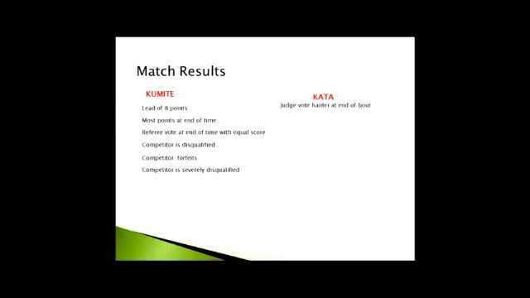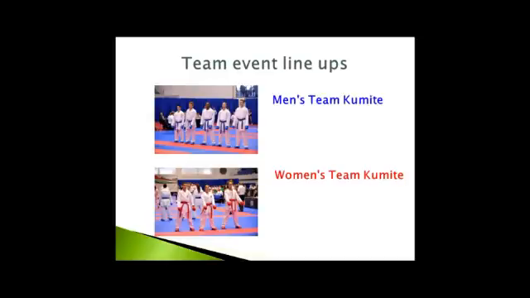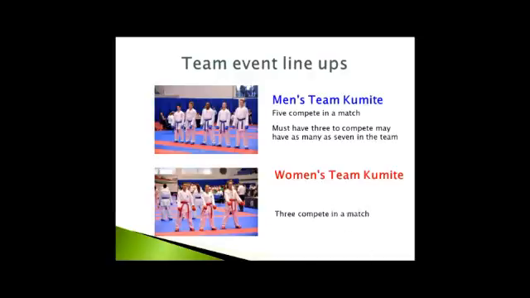So whoever has the most votes and the most flags at the end of the bout wins, or the competitor is disqualified. Men's teams don't apply to the Kobe Osaka Championships, but let's go through that anyway. They must have 5 competitors, must have 3 to compete, and may have as many as 7. Women's team kumite have 3 to compete, and must have 2 to compete.